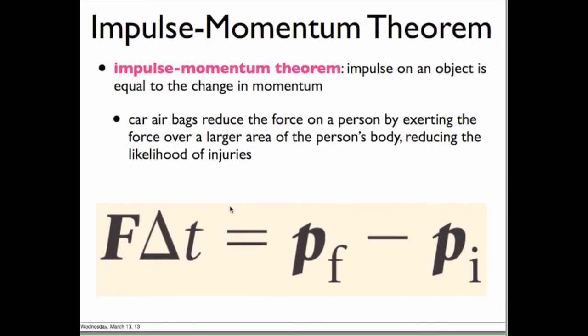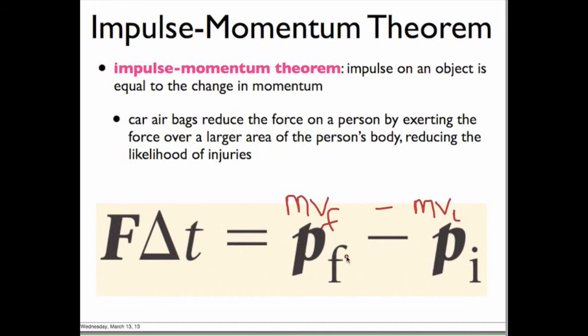The impulse-momentum theorem means that impulse, that force times time that we talked about earlier, is equal to your change in momentum, or your final momentum minus your initial. Momentum is mass times velocity, so it would be your mass times your final velocity minus your mass times your initial velocity.